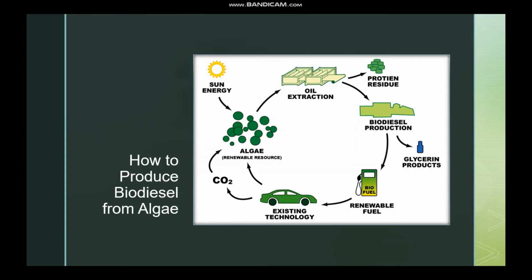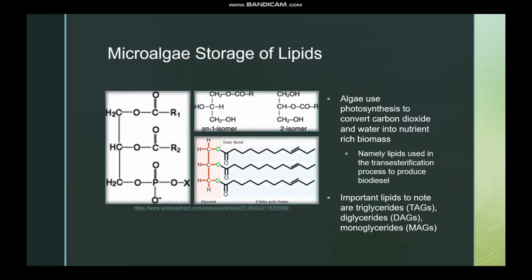So the next step is how to produce biodiesel from algae. Algae use photosynthesis to convert carbon dioxide and water into nutrient-rich biomass. That's basically all photosynthetic organisms, right? Namely, they produce lipids. These are used in the transesterification process in order to produce biodiesel. Important lipids to note are triglycerides, diglycerides, and monoglycerides. In scholarly articles, they're called TAGs, DAGs, and MAGs.